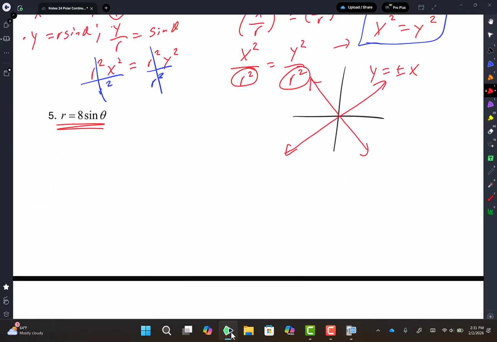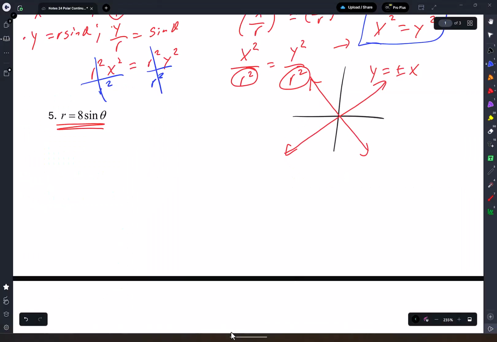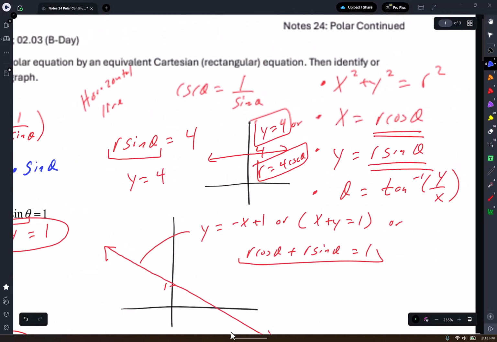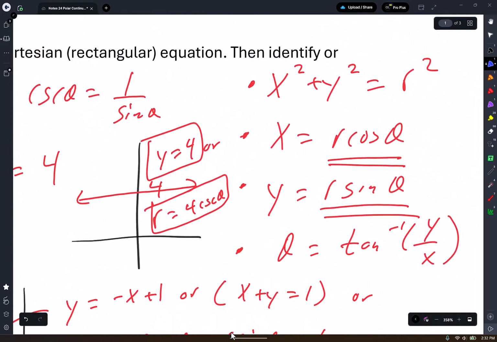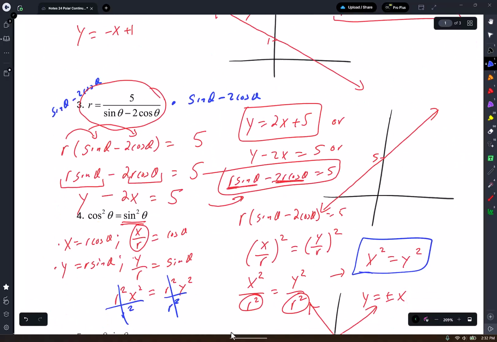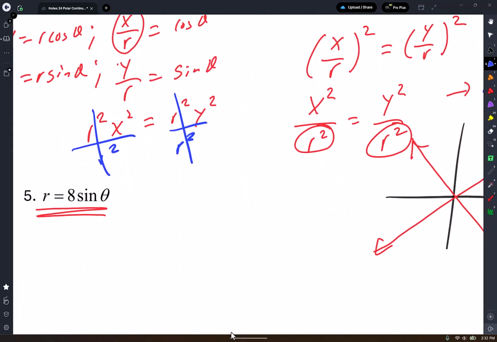Ready? Here's what I'm going to do. This is all we know. Just these right here. So we're going to force it. Look, I don't have an r sine theta, and I don't even have an r squared. But I'm going to force it. How? I'm going to multiply the right side by r. Whatever I do to one side, I do to the other. So now look what I have. R squared equals 8r sine theta.